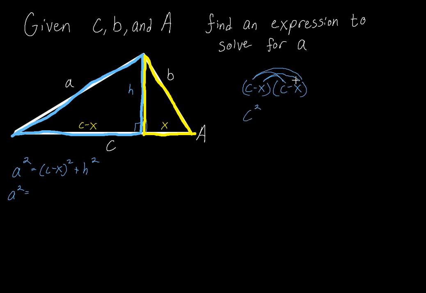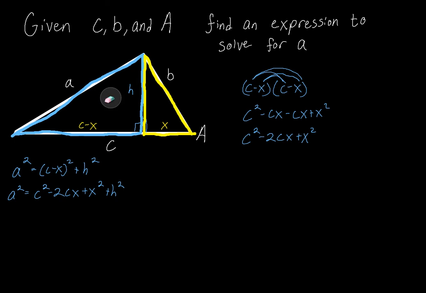So c squared minus cx, minus cx, plus x squared. So it ends up being negative 2cx plus x squared. You can also prove this using Pascal's triangle, but for now we're just going to accept that. That's minus 2cx plus x squared, and we still have that plus h squared off to the side.